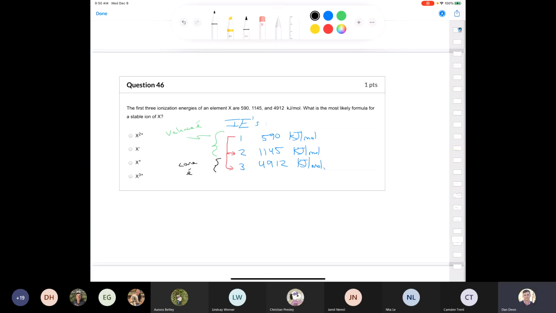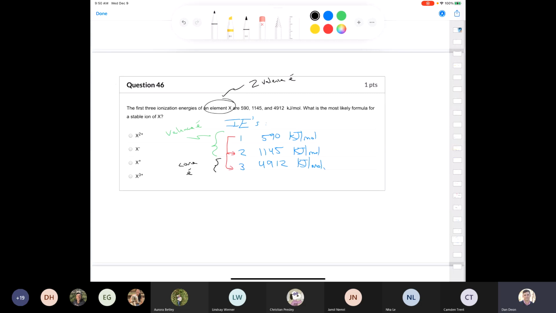Okay, so that tells you that this atom, or this element, has 2 valence electrons. Now it says, what is the most likely formula for the stable ion of X? If it's got 2 valence electrons, it would want to lose those 2 valence electrons, right? Because core electrons, generally speaking, atoms don't want to lose core electrons.